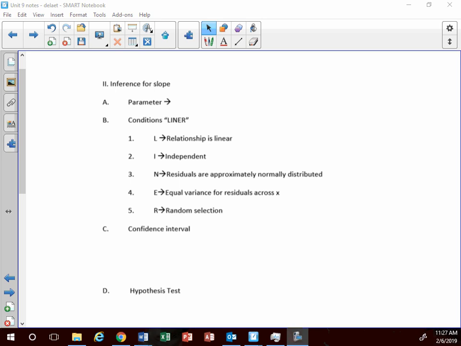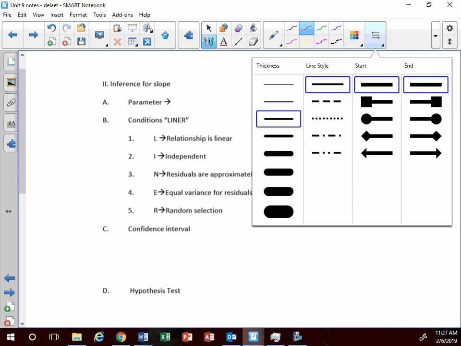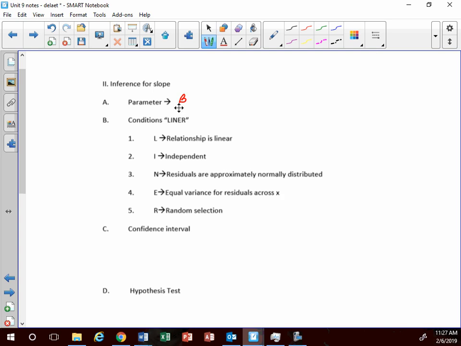So I just want to look at what we did last time. When we're talking about slope, some of this we talked about last class. First, your parameter, what we're using in this unit, is beta. Okay? This is the true slope of whatever our regression line is that we're looking at.